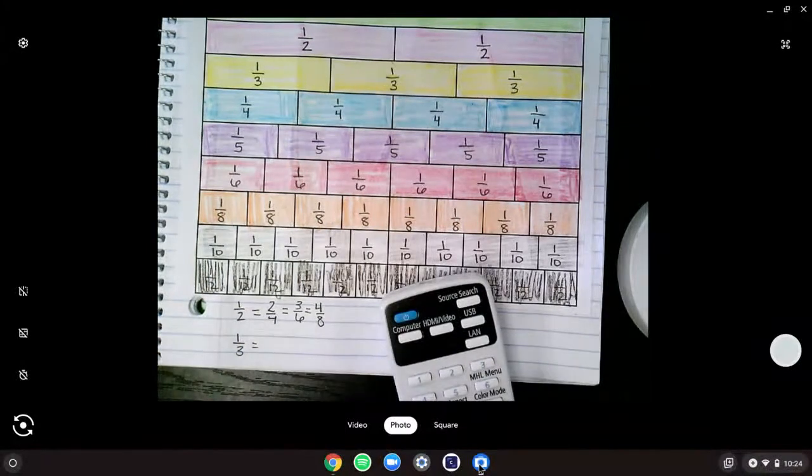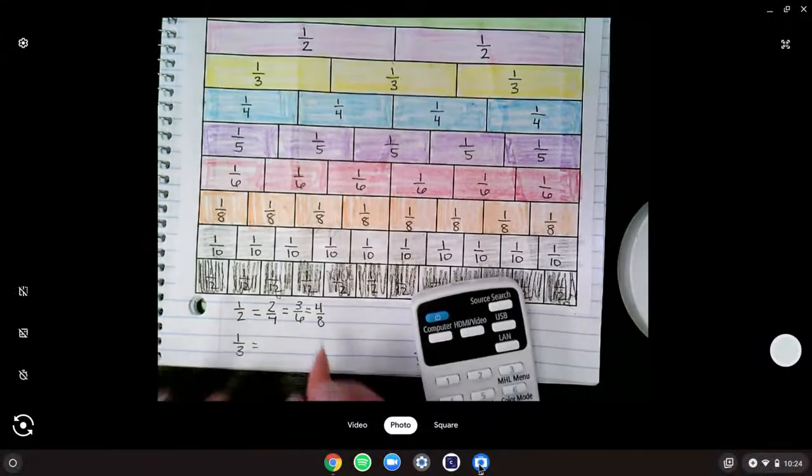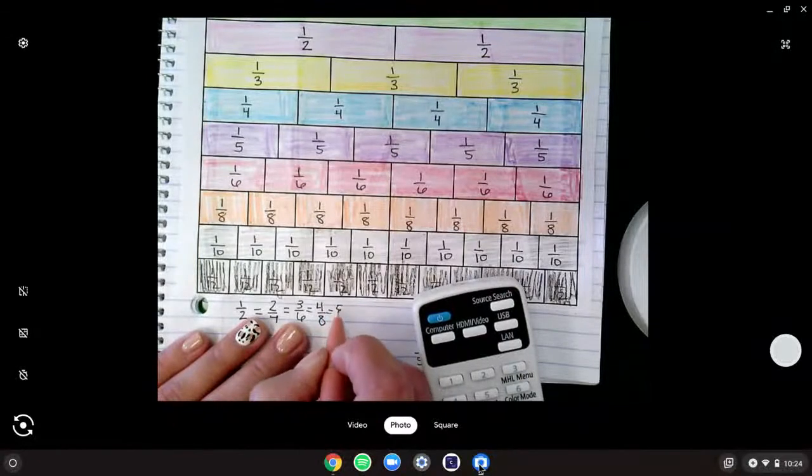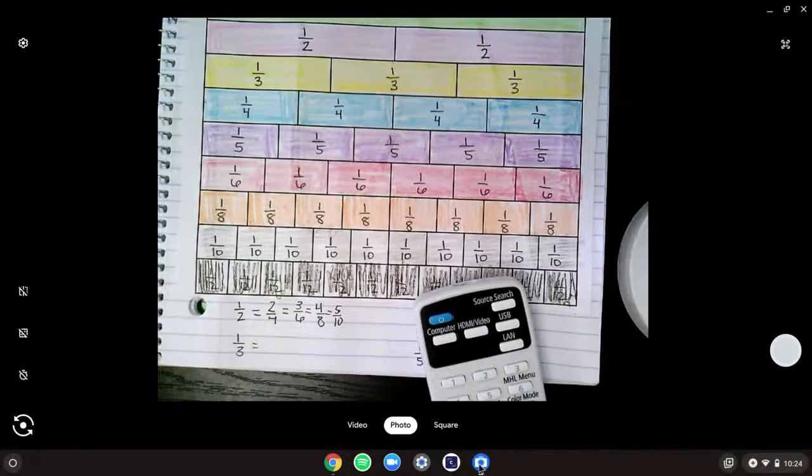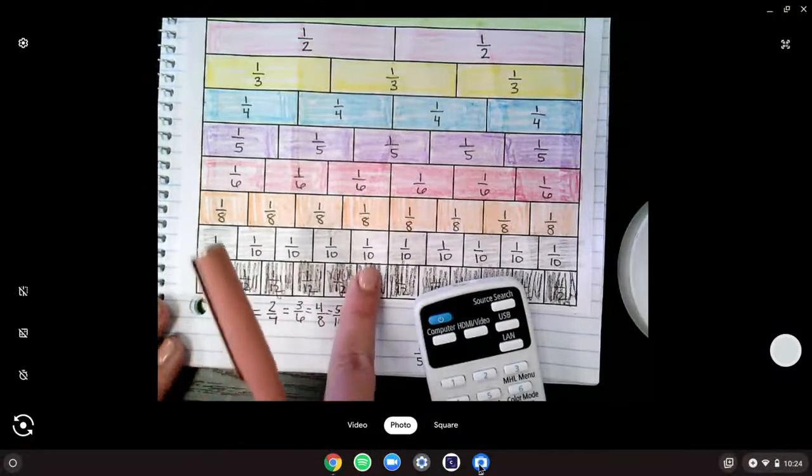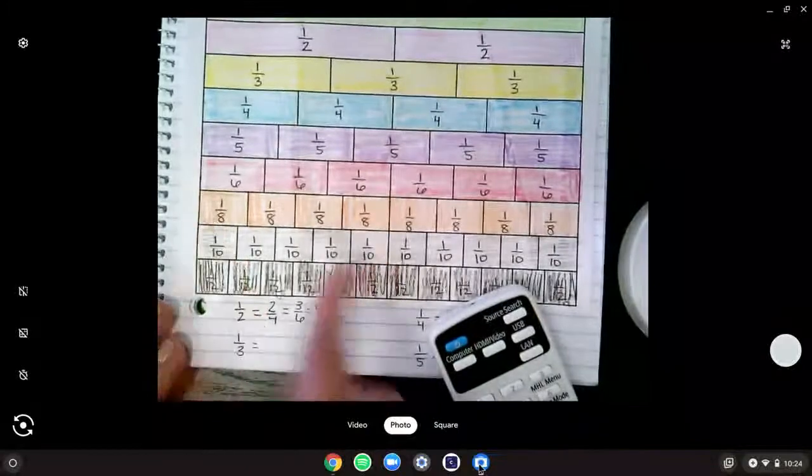10. Okay, so it's 5. Can we do 10 and 5? We can do 5/10 is equal. 6/12. Does 6/12 work too? Yeah. 6 of the 12 does match my 1/2 line.